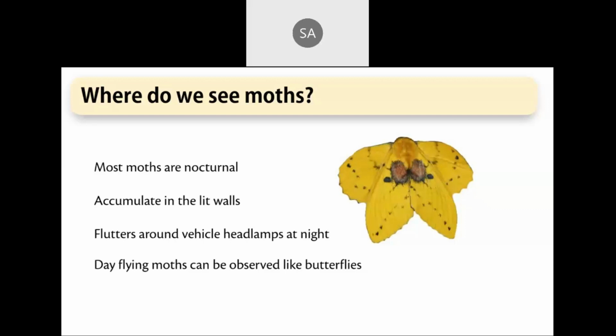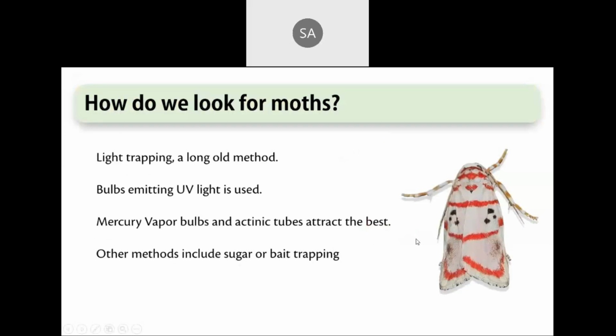So where do we see moths? Most moths are nocturnal. When we put light on our backyard or on our walls, these moths come to light. So by that way, we can see the moths, we can record them, take a photograph. And also sometimes when we drive at night, they flutter around our vehicle headlamps. Those ways also we can see. And day flying moths can be observed like butterflies in the daylight. We can walk in the tracks, see them under the leaves, or sometimes flying. Next slide.